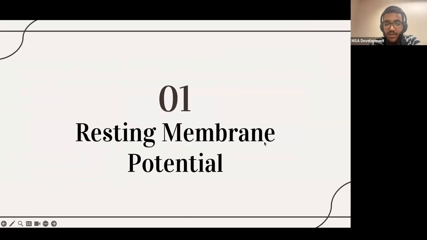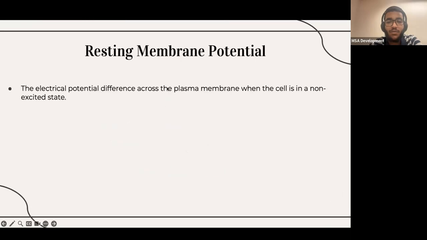I'll just touch upon resting membrane potential again because my colleague Rawat has already gone over this briefly. So what's the resting membrane potential? It's the electrical potential difference across the plasma membrane when the cell is in a non-excited state. So basically, when the cell is resting, there's no stimulus. It's at the resting membrane potential.